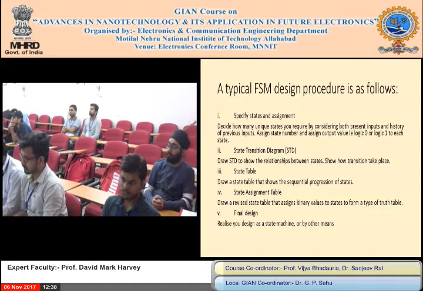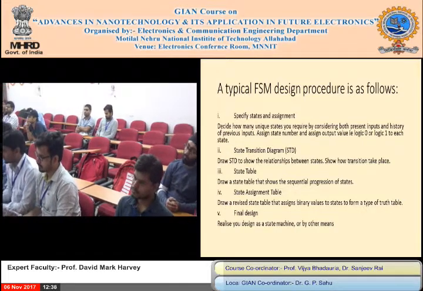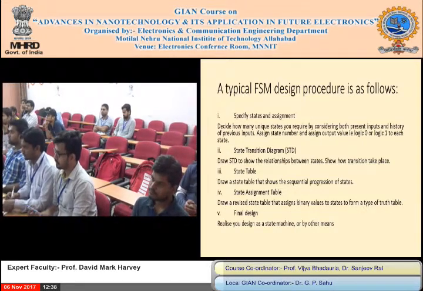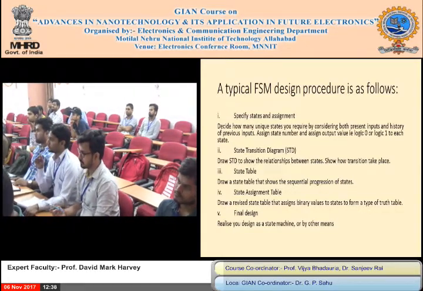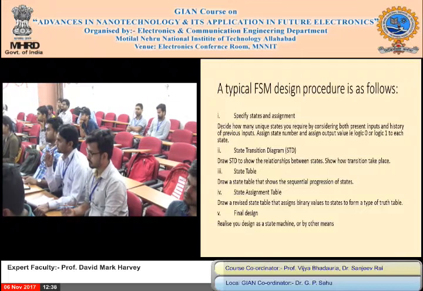This state transition diagram is used in other things like communication. We used to use it in the old days, using the telephone, picking up a handset when you had handsets, and what's the procedure to make the phone call. So it's used in other systems as well. But for electronics, it is to work out the sequencing.